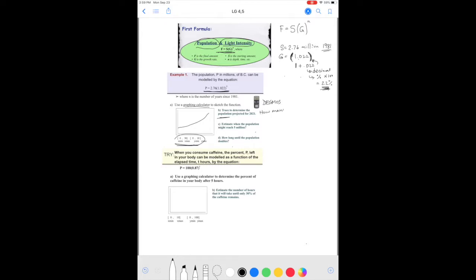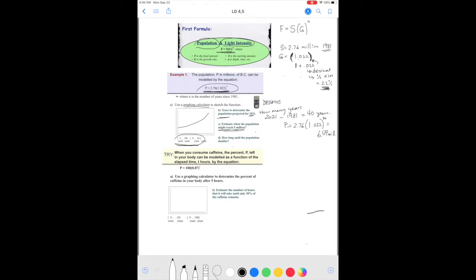How many years? So we go 2, 2, 1. That's what we want. Subtract from the beginning, and it's 40 years. Okay, well, that's just basic math, because we have the formula there. So the population is going to be 2.76, 1.022 to the 40. And if you type that into your calculator, the answer is 6.59 million. Okay, so that's pretty straightforward.